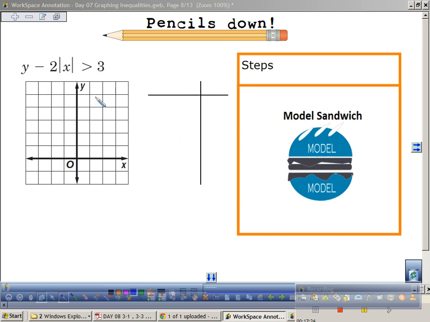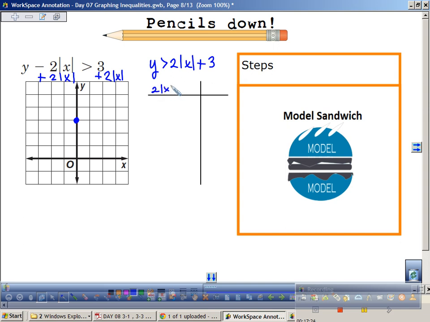So I need to manipulate this equation. I would add 2 times the absolute value of x to both sides. When I do that, I get y is greater than, sorry, it's going to be positive now, 2 times the absolute value of x plus 3. I know from behavior of graphs that if I've got this add 3 outside of everything else, that usually means it shifts up 3, but I'm going to test that right now. That just gives me an idea of where we're going to start, correct? I'm making an educated guess on where I'm going to start on my graph.